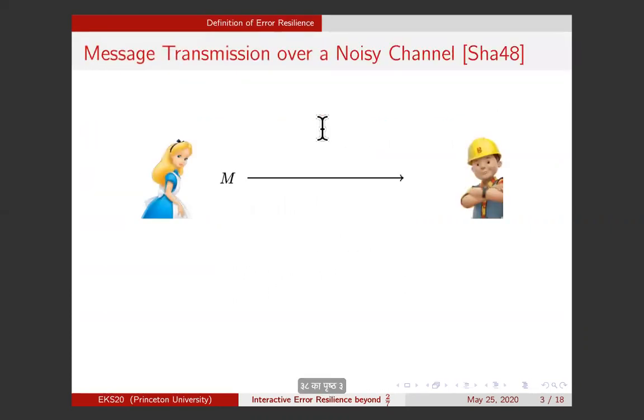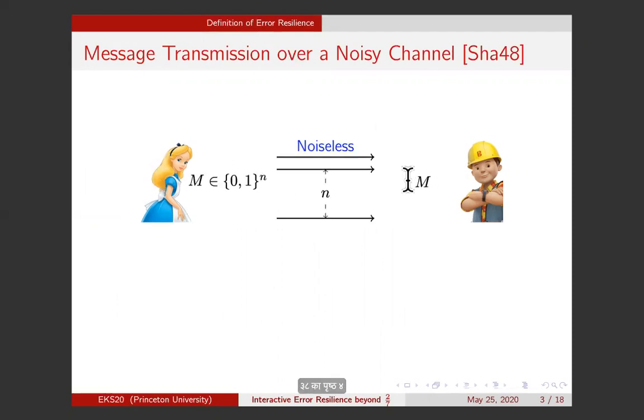I will first start by defining the simpler notion of one-way error resilience. In this setting, there are two parties, Alice and Bob. Alice has an input that is a message M, and she wants to send this message M over to Bob. How will she do this? Well, if the channel connecting Alice and Bob is noiseless, then this task is very simple. She can just send the message M bit by bit. That is, if the message M has n bits, then all Alice needs to do is to send this message across n rounds, where in each round she sends one bit of the message. After these n rounds, Bob has all the n bits, and he can reconstruct the message M.